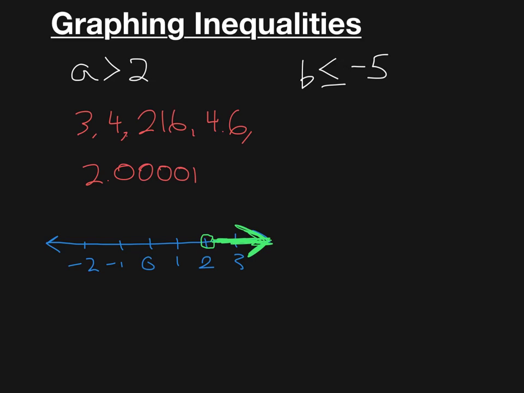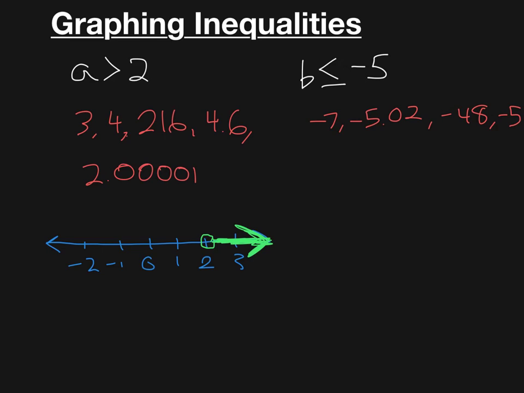Okay, let's look at our second example here. B is less than or equal to 5. Remember, that's what that means. B is less than or equal to 5. So B, if it's less than 5, could be -7, could be -5.02, right? -48. But it could also be -5, because B could be less than -5 or equal to -5.